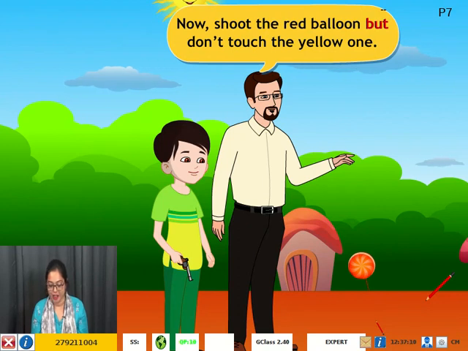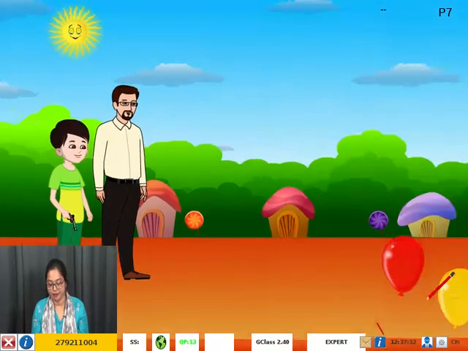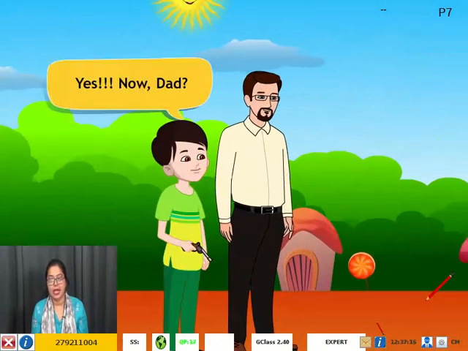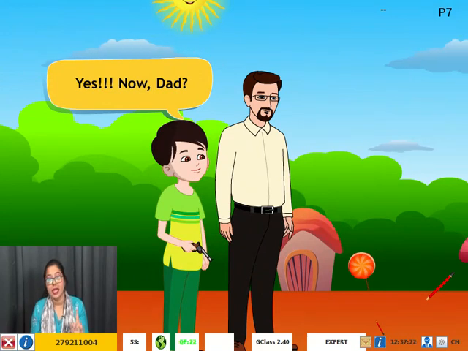Okay? Very good. Now you see, he has shot the red balloon, but he has not touched the yellow one. And what did he answer to his father? He answered his dad, yes, now dad.